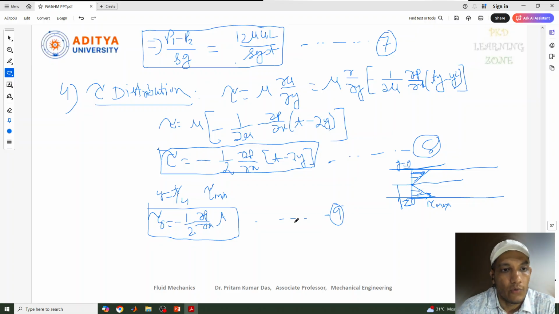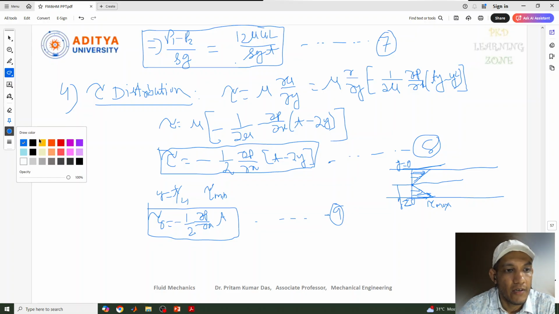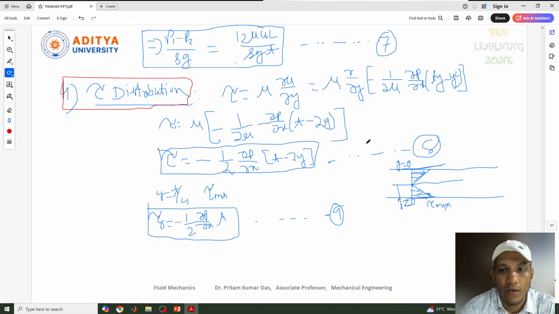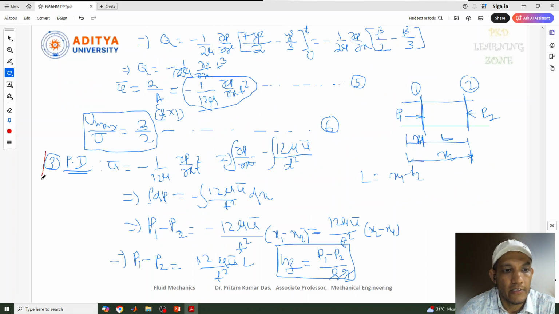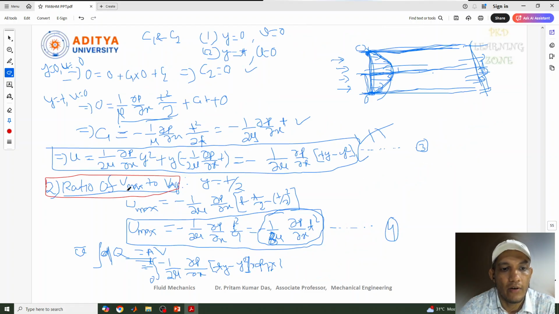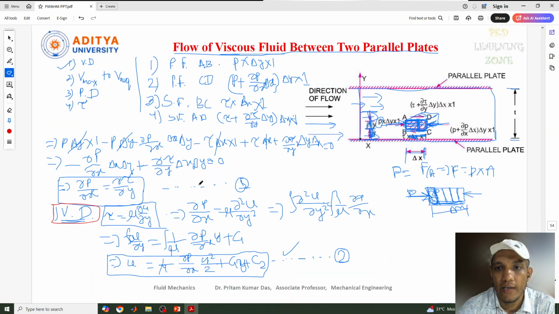So you can see how many things we have completed. One is the shear stress distribution, one is the pressure distribution, the ratio of maximum velocity to average velocity, and the velocity distribution. I hope you understand this derivation.